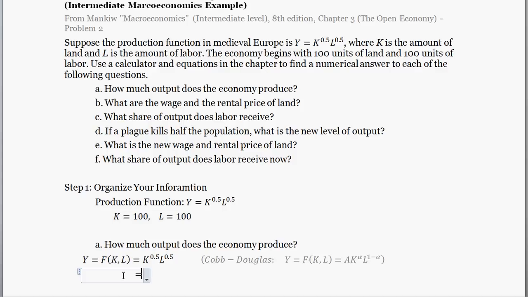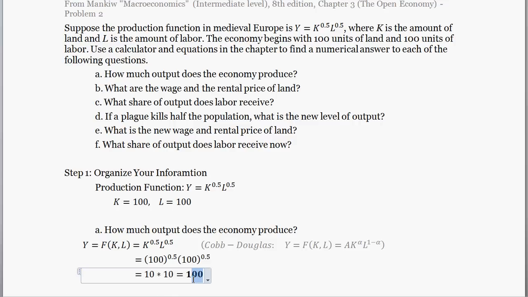So K is 100, L is 100. So what's 100 to the 1/2? That's the square root of 100, or 10, times the square root of 100, or 10. So it's going to equal 100. So our answer here is 100. So the output of this economy is 100 units of production.